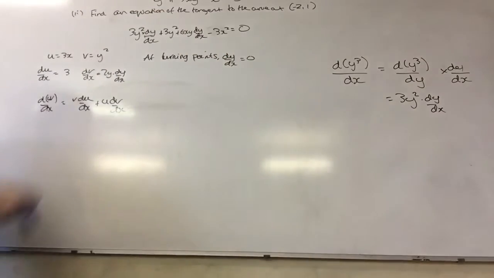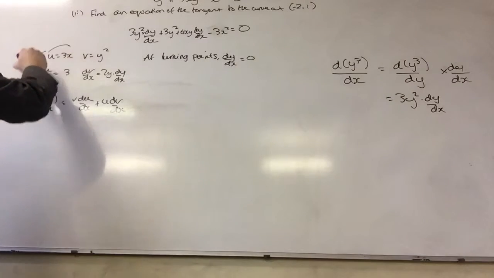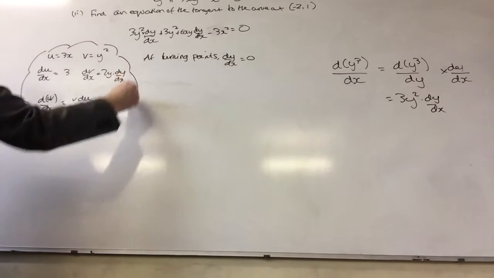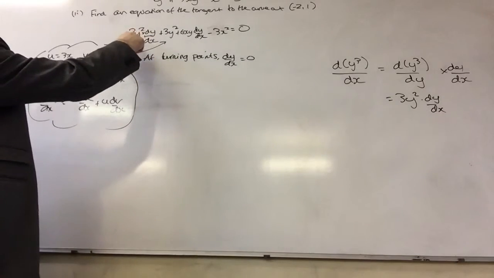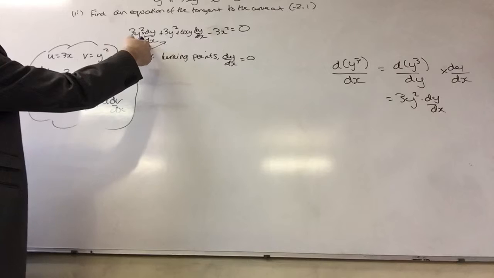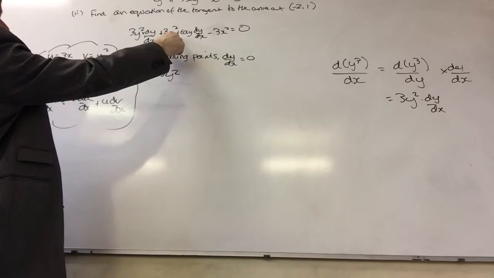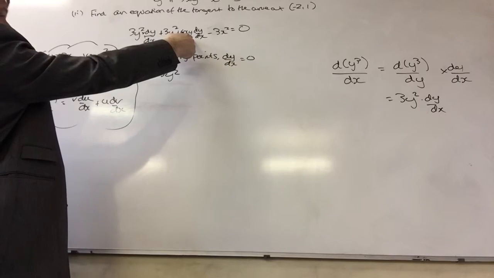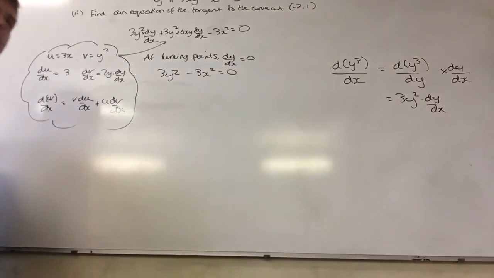And then you can just swap that in to the expression and then see what happens. So if dy/dx is 0, get that out of the way. If dy/dx is nothing, then 3y squared times nothing is nothing. We're left with 3y squared, 6xy times nothing is nothing, minus 3x squared is 0.